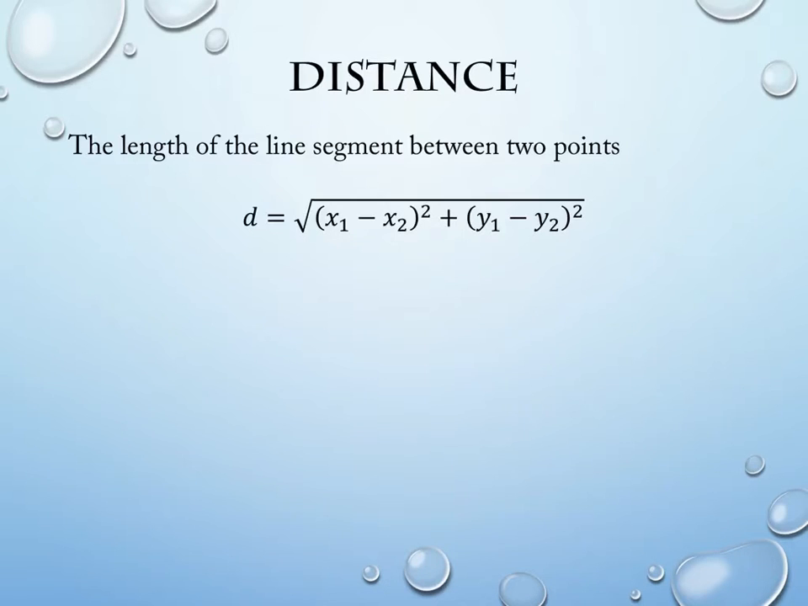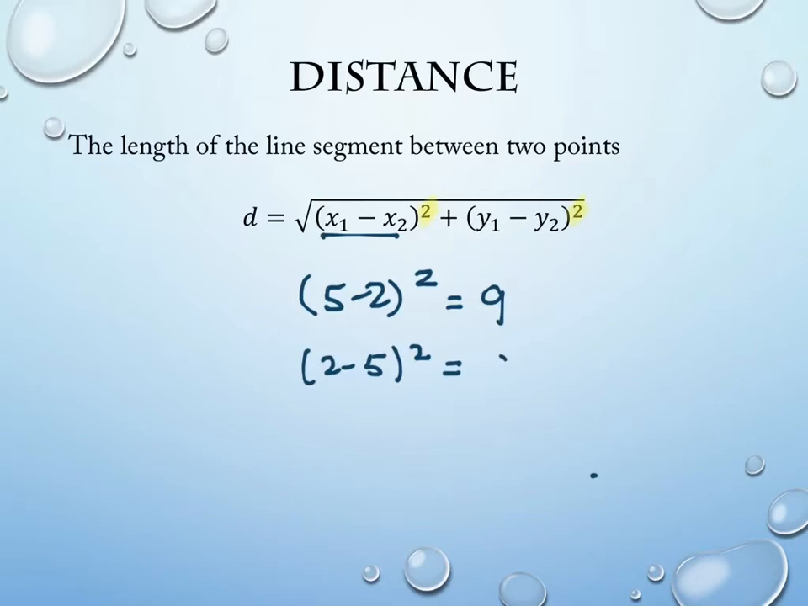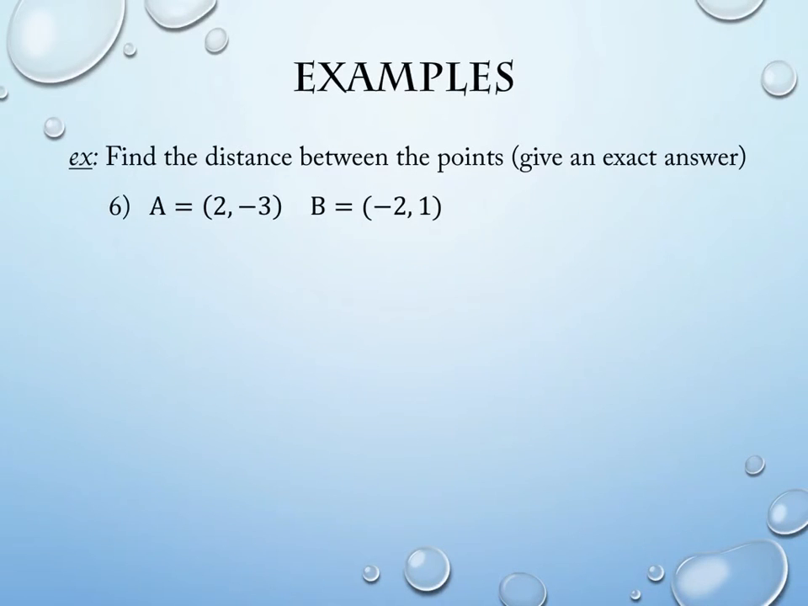And what I'd like for you to make note of is the fact that when you square things, the order of the subtraction inside doesn't matter. So if I did 5 minus 2 and we squared it, and you did 2 minus 5 and we squared it, we will both end up with 9, because it was 3 and negative 3 then squared. So the order of subtraction doesn't matter. You have to make sure that the x's stay together and the y's stay together, but other than that, the order is unimportant. So let's take a look at finding a particular distance.